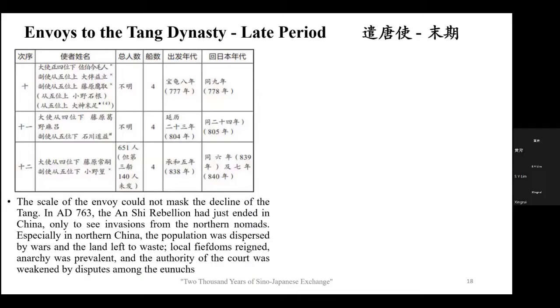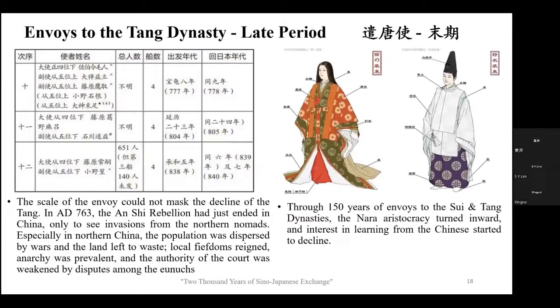When we saw northern nomads invading China, large populations were dispersed, and there was a lot of anarchy, especially in the northern part. And the Japanese aristocracy thought that after 150 years of sending people to the Sui and the Tang dynasty to learn, maybe we have learned enough. And the interest in learning from the Chinese started to decline, because now Japan felt that it had already absorbed the best and the brightest of Tang culture.